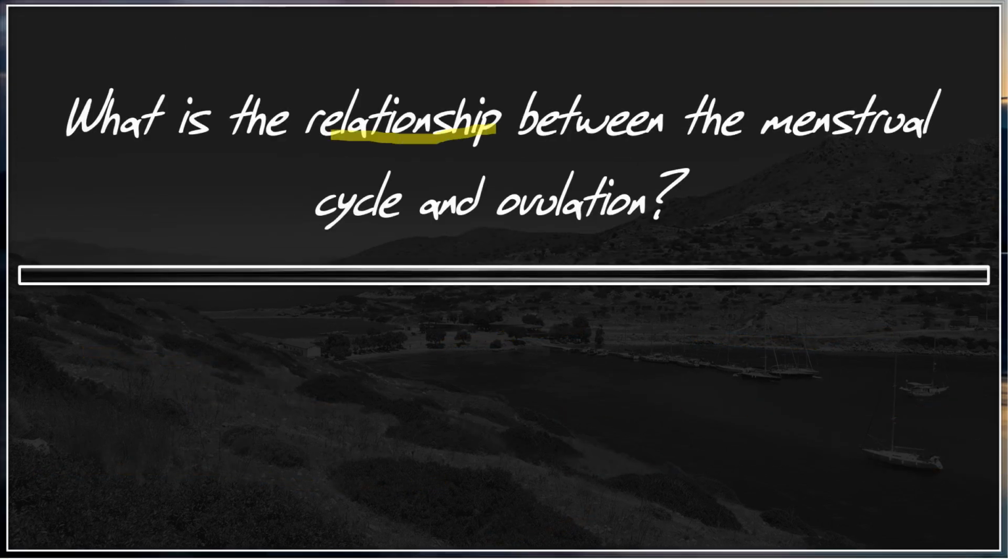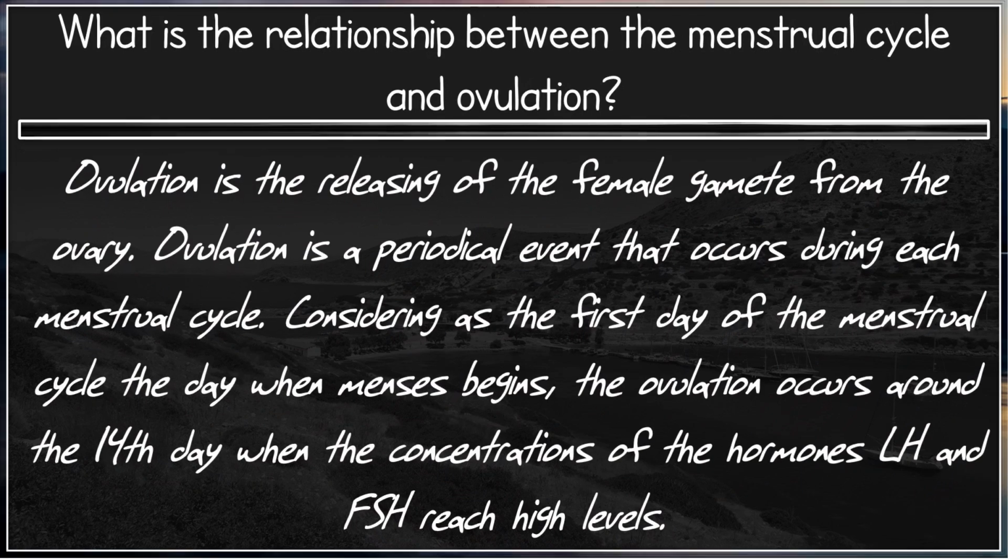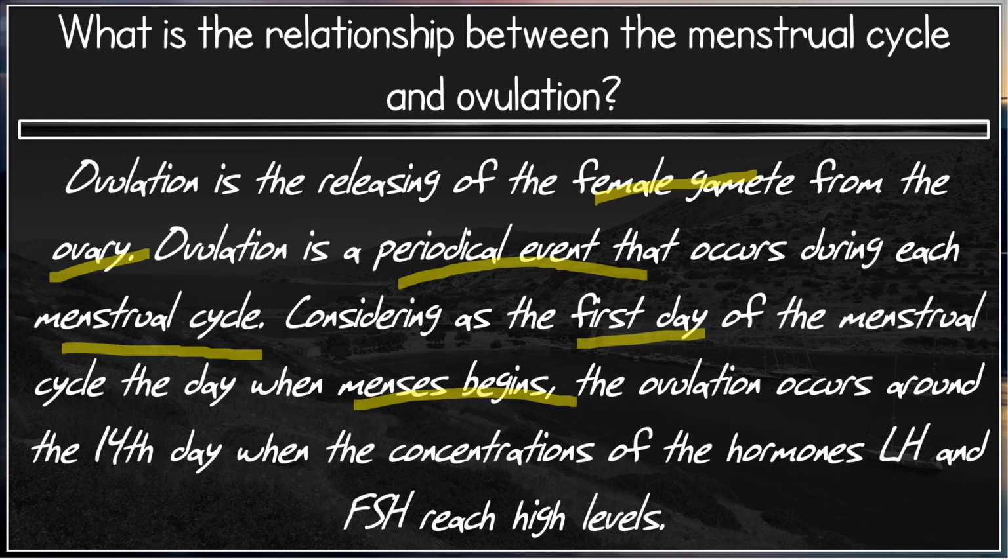What is the relationship between the menstrual cycle and ovulation? Ovulation is the releasing of the female gamete from the ovary. Ovulation is a periodical event that occurs during each menstrual cycle, considering the first day of the menstrual cycle the day when menstruation begins. Ovulation occurs around the 14th day, when the concentrations of hormones, luteinizing hormone and follicle-stimulating hormone, are at high levels.